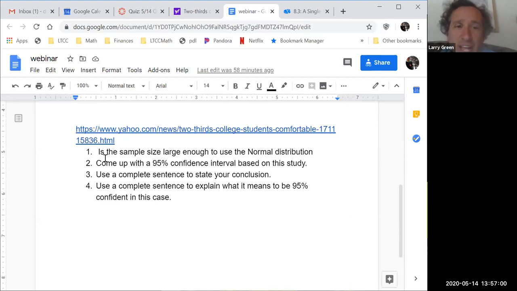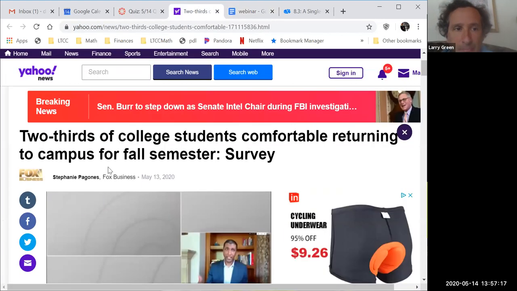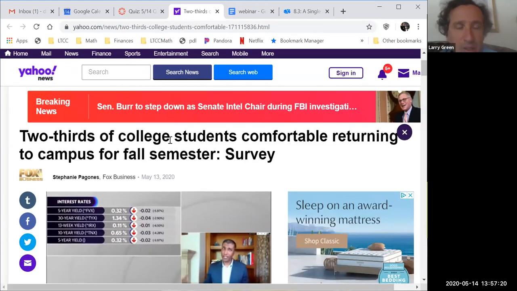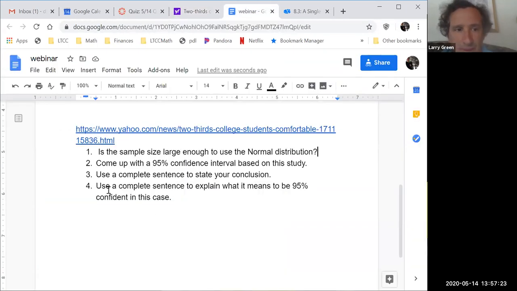The first question I have is: is the sample size large enough to use a normal distribution? The second question is to come up with a 95% confidence interval based on this study. So we're looking for the percentage of students that are comfortable returning to campus. Number three is to use a complete sentence to state your conclusion. And number four is to use a complete sentence to explain what it means to be 95% confident in this case. Are there any questions about what I'm asking?